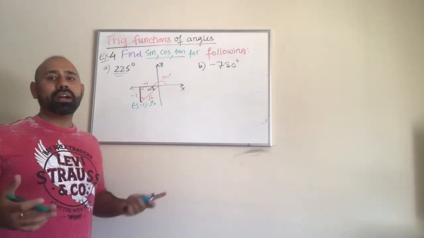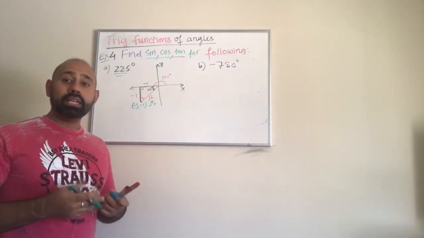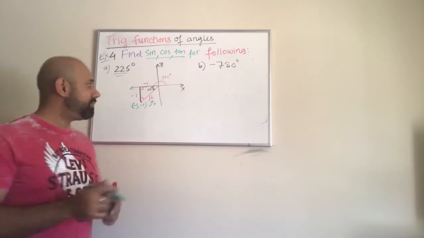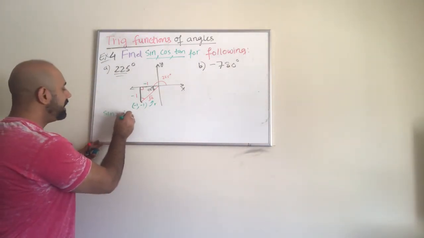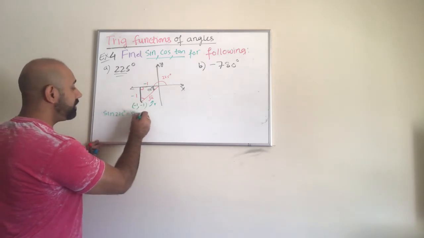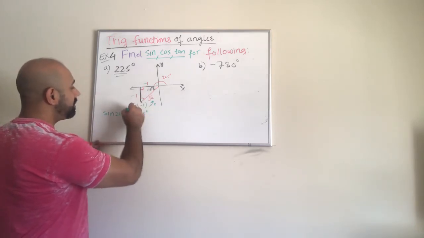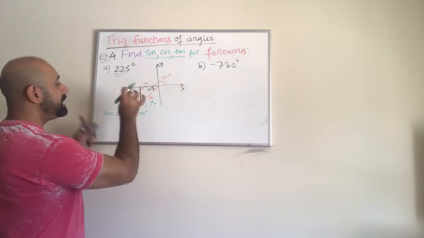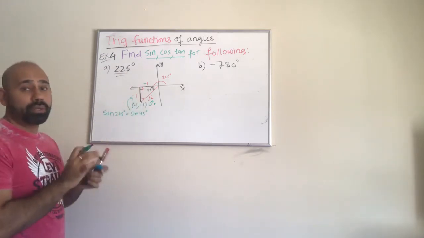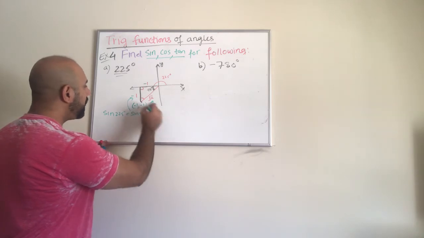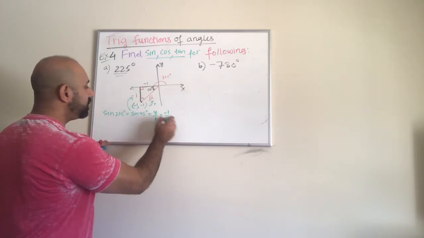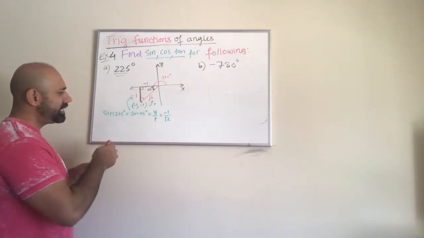Once I have x, y and r, it's very easy for us to write any trig function because we know the basic definitions. So let us start by writing the sine. Sine of 225 is basically the same as sine of 45 in the third quadrant. Not in general, but this particular third quadrant, so keep that in mind. That would be y over r. What is my y? Y is negative 1, r is radical 2. But we cannot leave the radical 2 in the denominator.